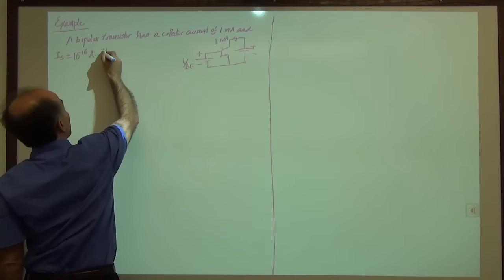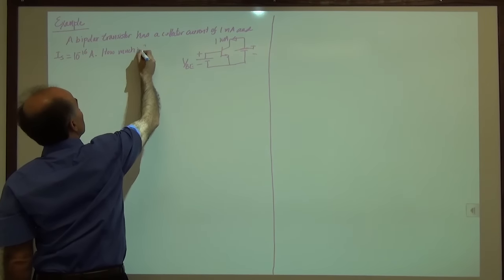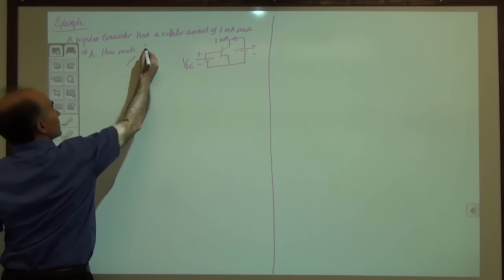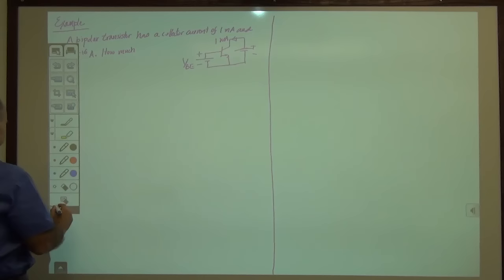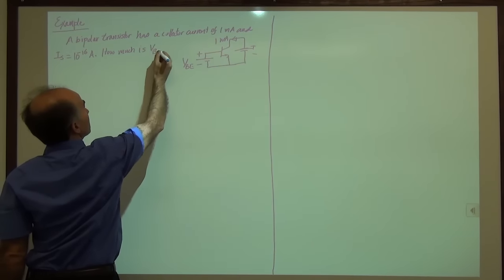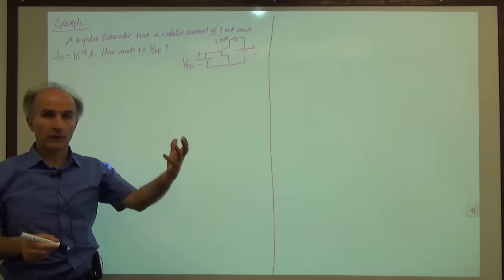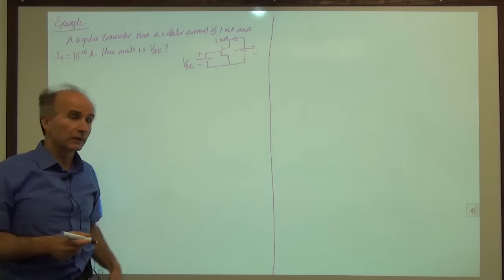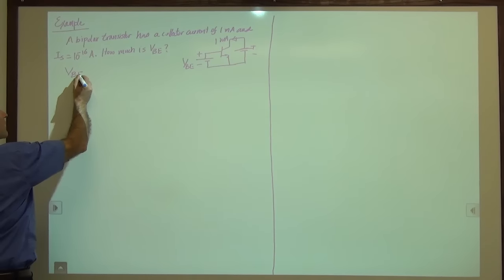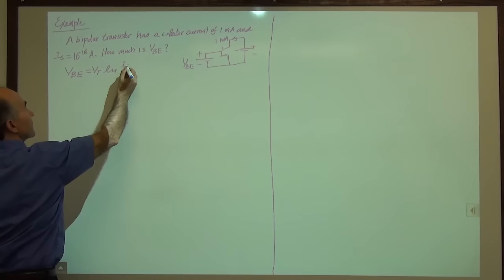So how much is VBE? So this pen goes crazy sometimes. How much is VBE? So we know the collector current, we want to find the base emitter voltage. Okay, well, remember the equation that goes like this. VBE is equal to VT log of IC over IS.